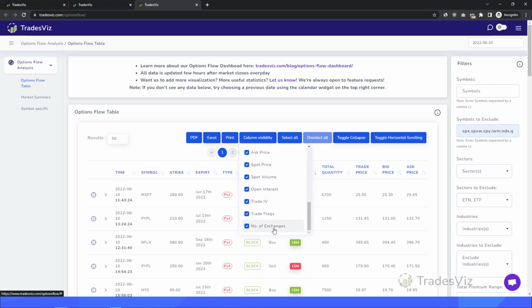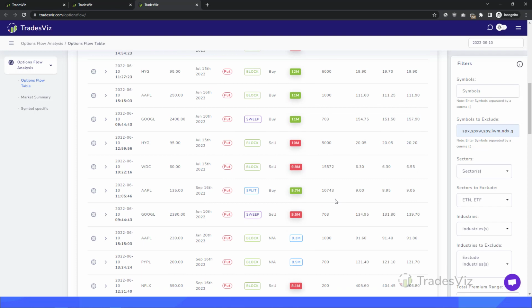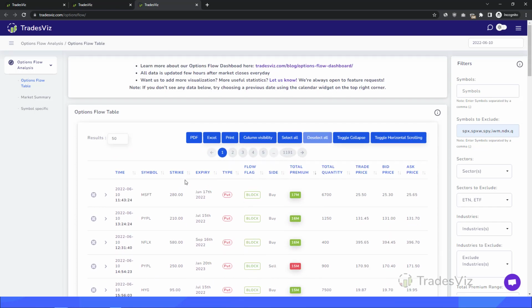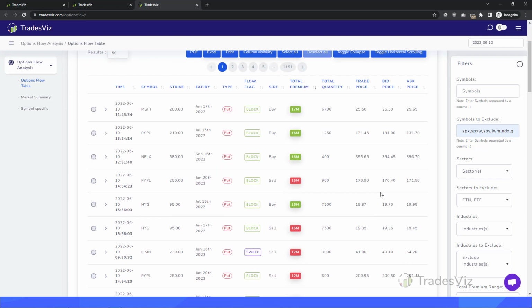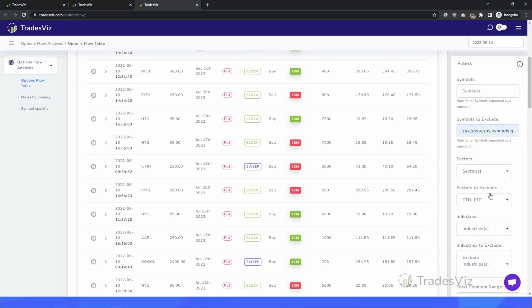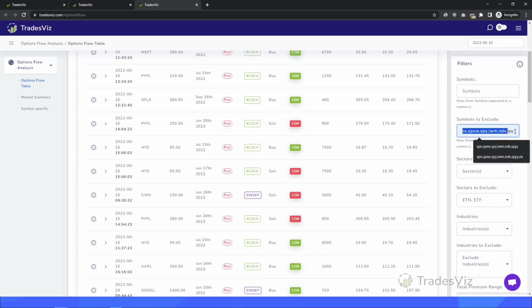You have so many different columns here. For example, how many exchanges was this traded on, what are the trade flags, what is the trade IV, and so on and so forth. So you have an idea of what's happening in the market just by looking at this chart every single day. Before you trade, just take a look at this. You have a whole snapshot of what's happening in the market.